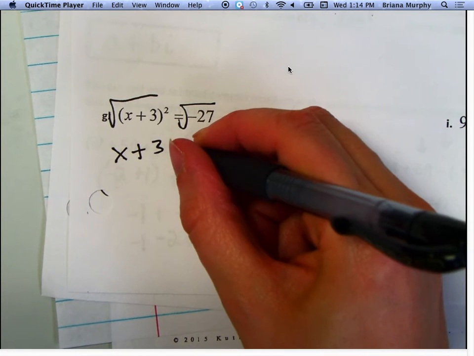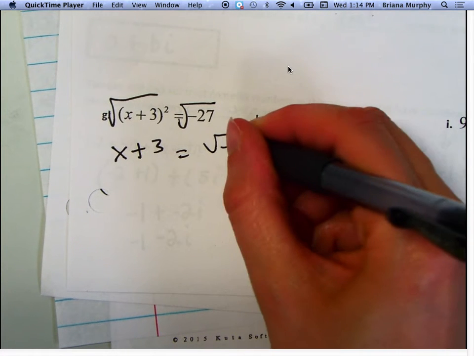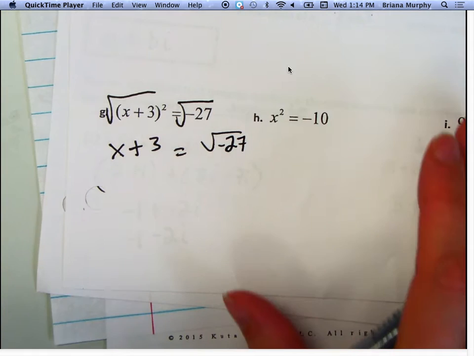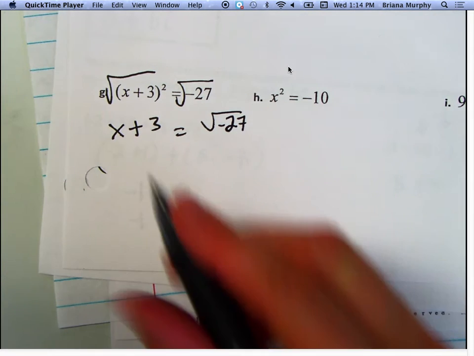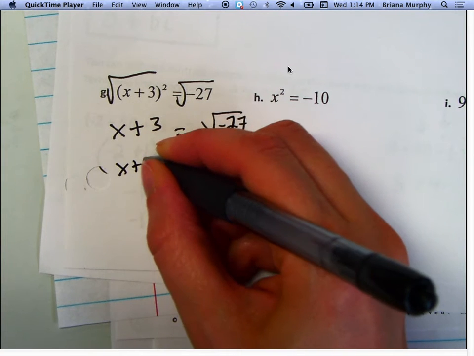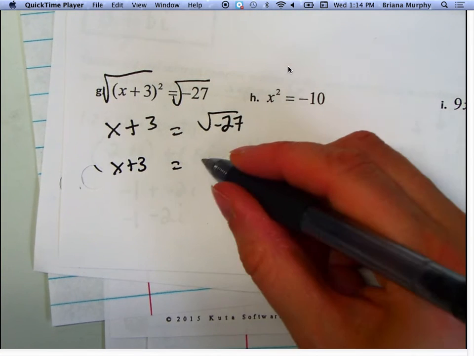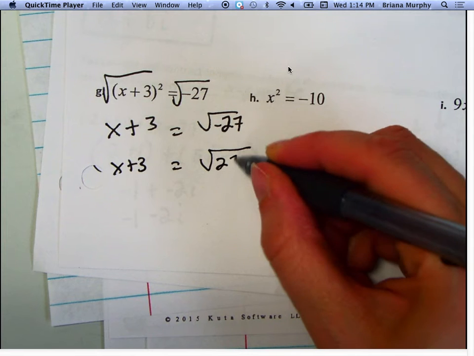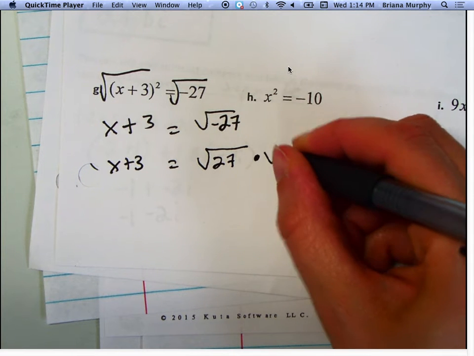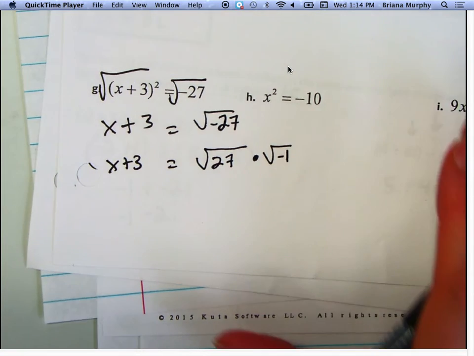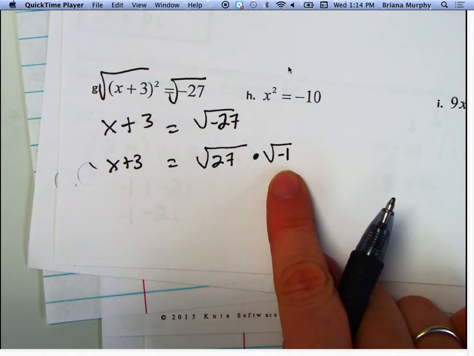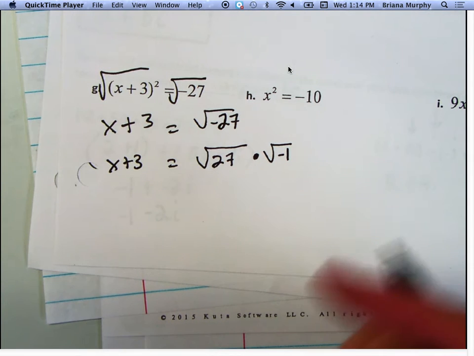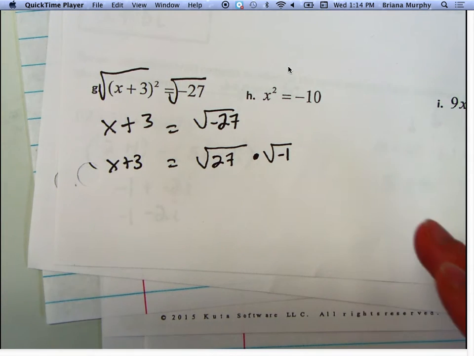So I get the square root of -27. Let's turn that into an imaginary number. Okay, so I'm going to think of it as x plus 3 equals the square root of 27 times the square root of -1. We're okay with that? I guess so. Right, and that's why I took it out, because a -1 times 27 is a -27, right? So I'm just thinking of it as separately.